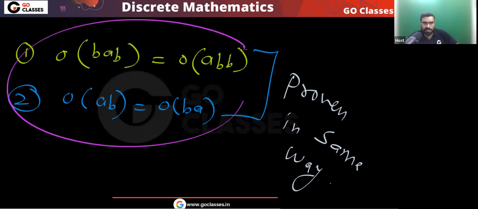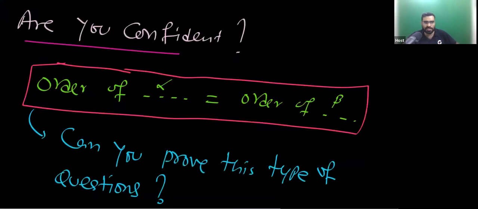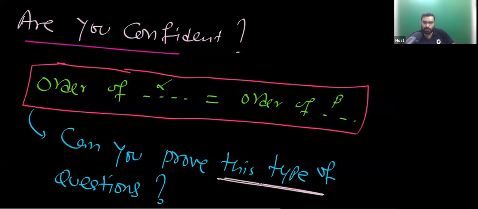But the point is, we have proven these two things in the same way. So I'm just asking, are you confident that you can do this type of question, that order of alpha is equal to order of beta? I hope you can do this type of question now. So let's move on.